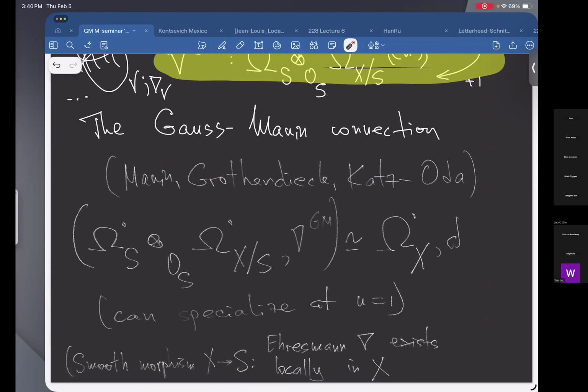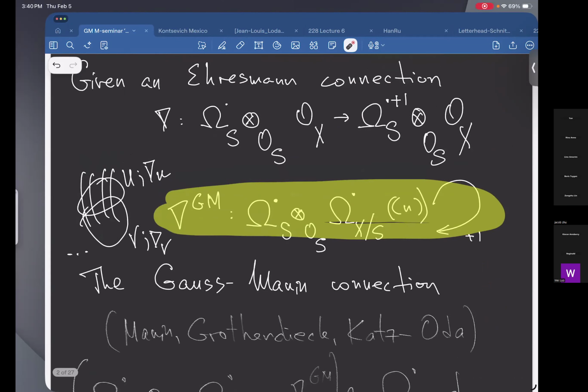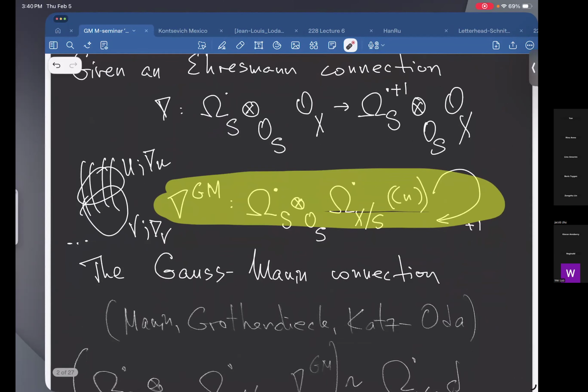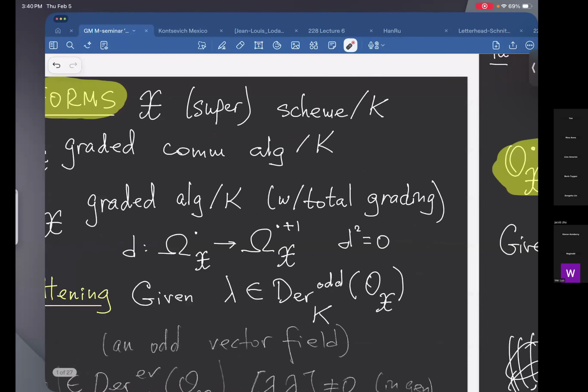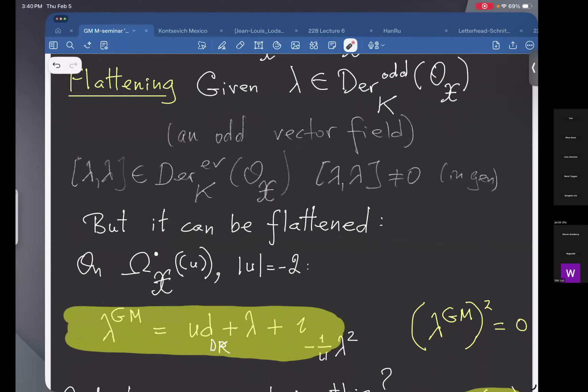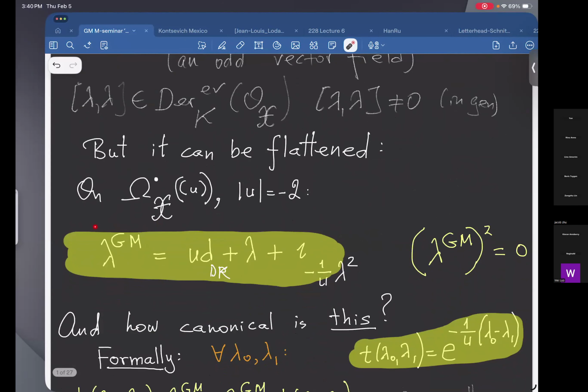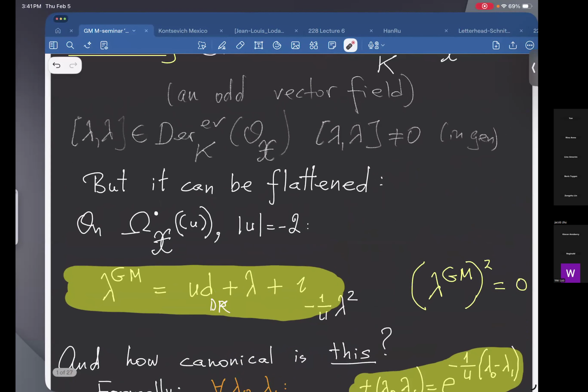And of course, as understood by Grothendieck, it actually uses some calculus, Cartan calculus on forms, which exists in commutative geometry. And what does it mean, can we specialize at u equal 1? I mean, this formula, let me see. So this formula, we define it, so it would be this formula, okay.